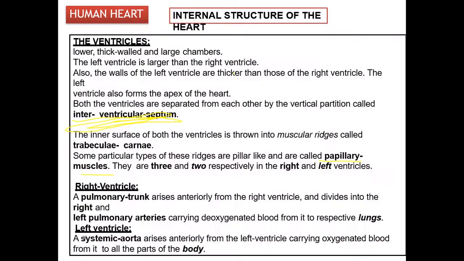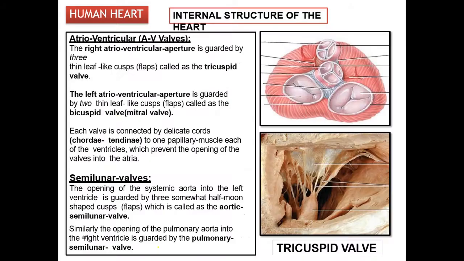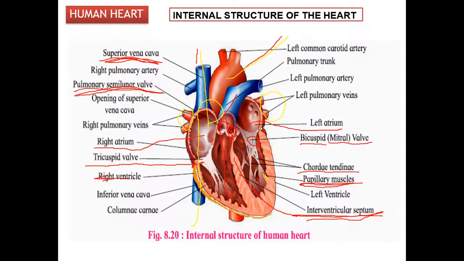Okay, so the systemic aorta emerges from the anterior side towards the upper side, which carries oxygenated blood towards all parts of the body. So these are the structures which are internally situated.